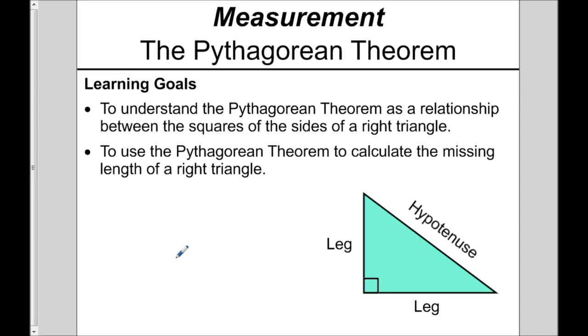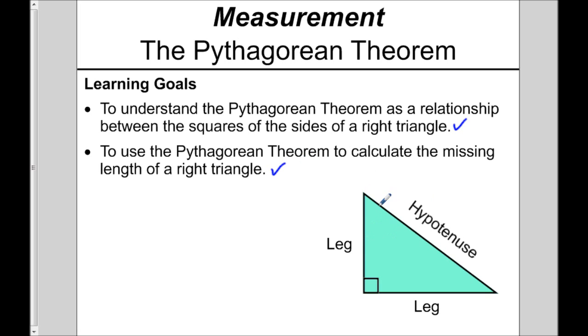Hi, this video is going to talk about the Pythagorean Theorem. So the learning goals are to understand the Pythagorean Theorem as a relationship between the squares of the sides of a right triangle, and also to use this Pythagorean Theorem to calculate the missing length of the right triangle.